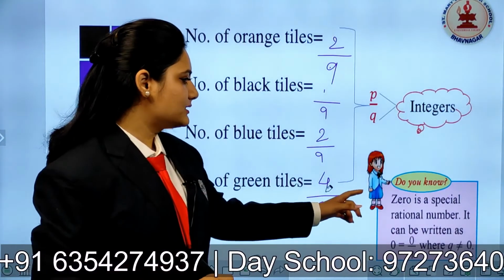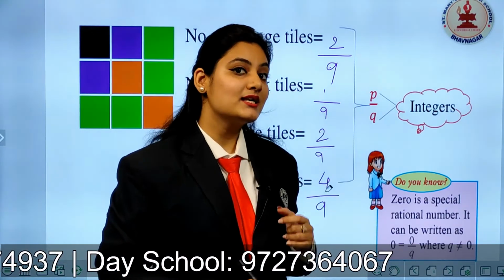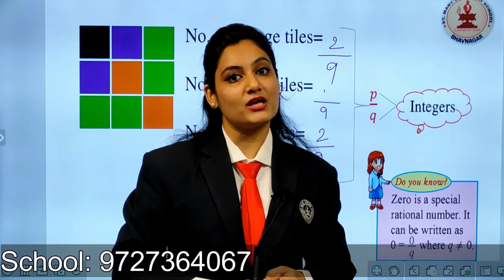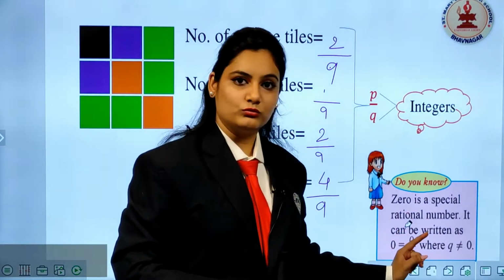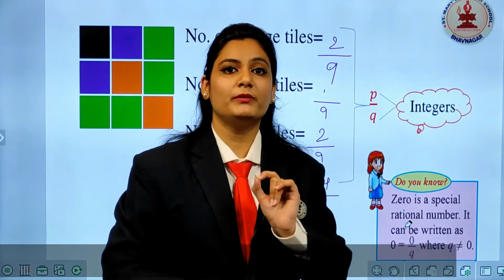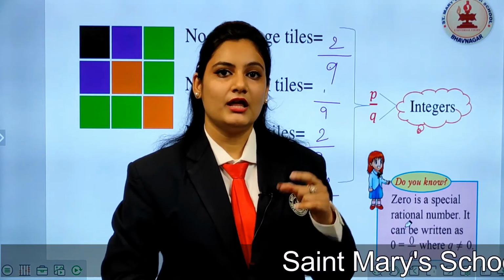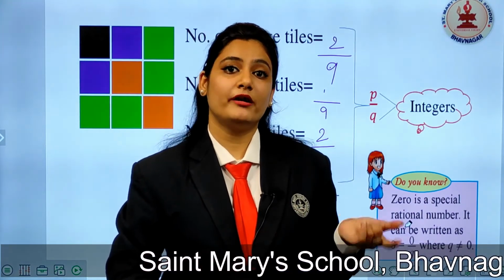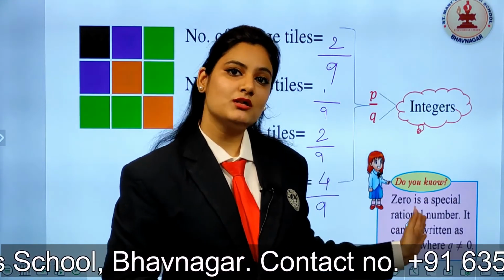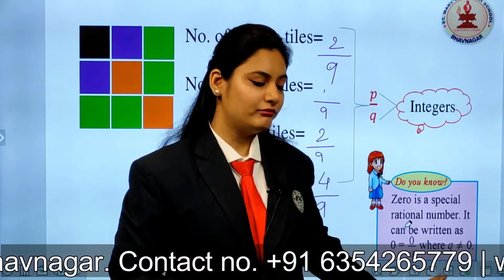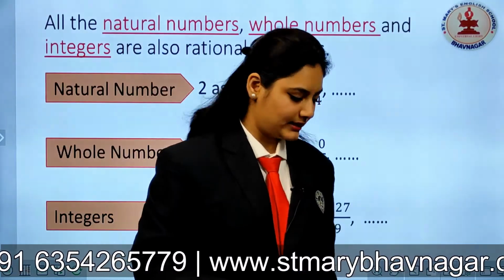Okay. Now there is a special rational number, that is 0. Now how is it a special rational number, children? Because for 0 we can write 0 upon Q, where Q should not be equal to 0. If we divide 0 by 1, then 0 divided by 2, 0 divided by 3, what is the answer? 0 only. So 0 is the only rational number which, when divided by any number, gives 0.